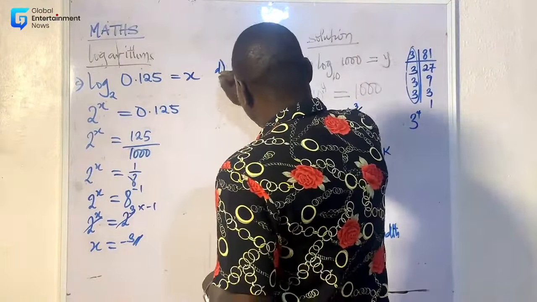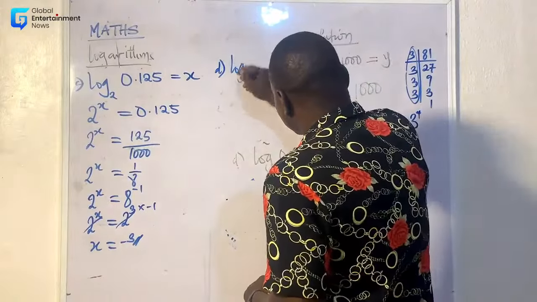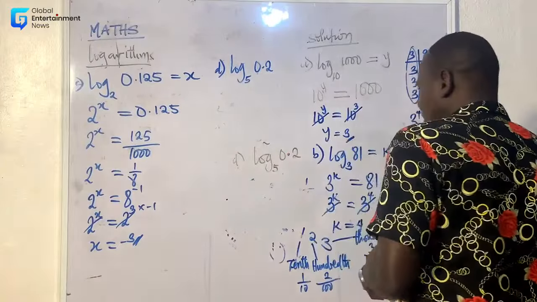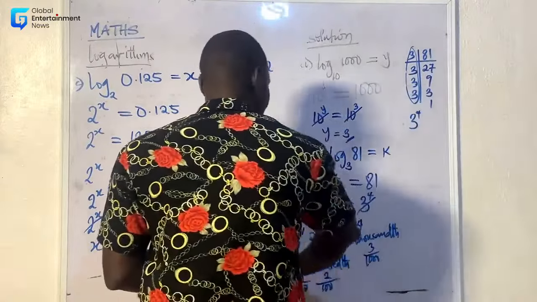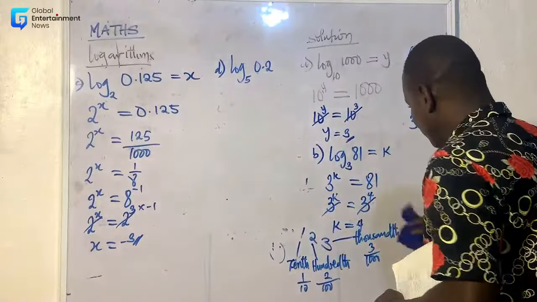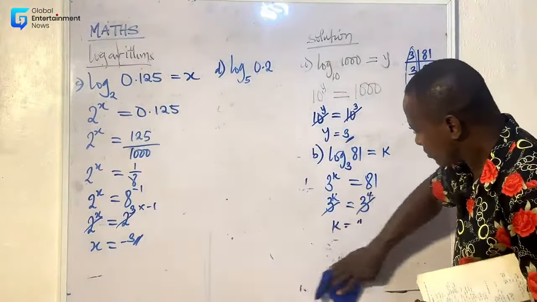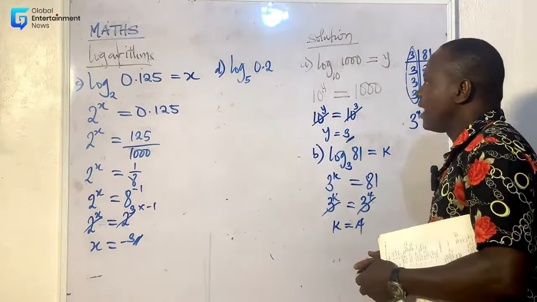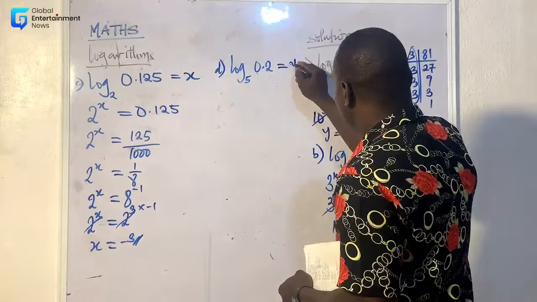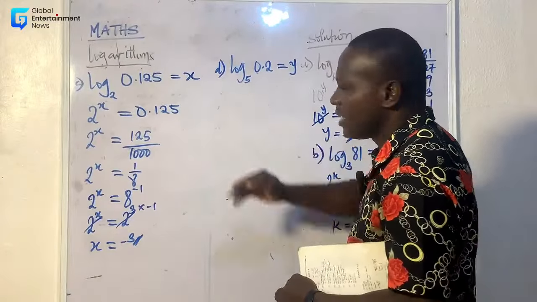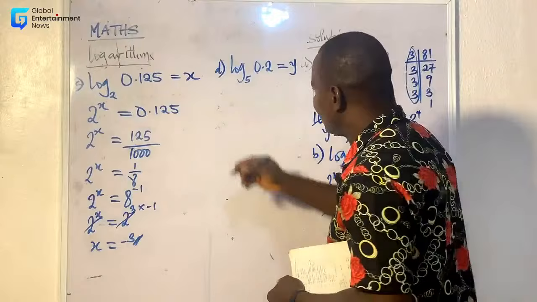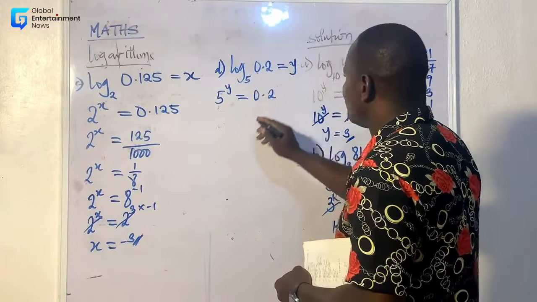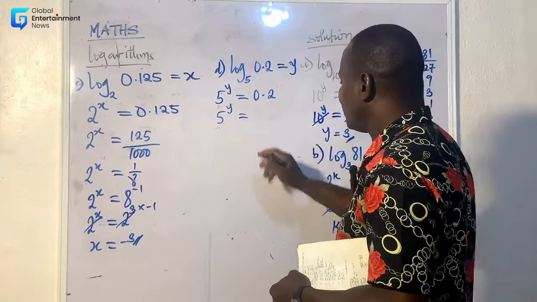And the last one is log 0.2 base 5. That is the last one. Okay. Now, it is equal to, let me use y, is equal to y. Definitely remember, the base must be raised. So we have 5 raised to power y is equal to 0.2. So what do we have? 5 raised to power y is equal to what?